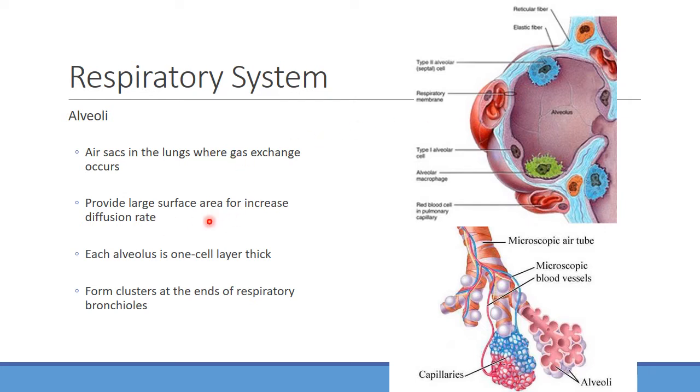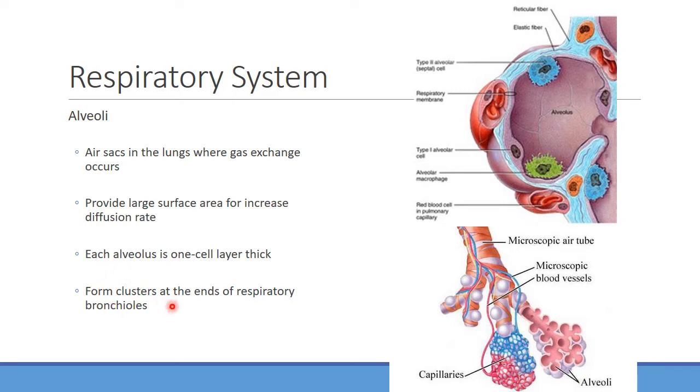But very large surface area. Basically, each alveolus is only like one cell layer thick, so it's very easy for gas to get across those bilayers. And again, the gases that we're inhaling and expelling are pretty lipid soluble for the most part. So CO2, O2, they're not polar molecules in general, so they're able to cross those membranes fairly easily.